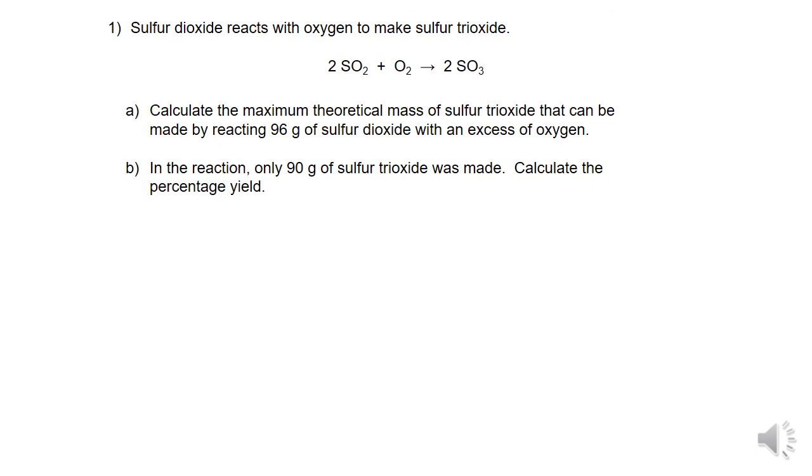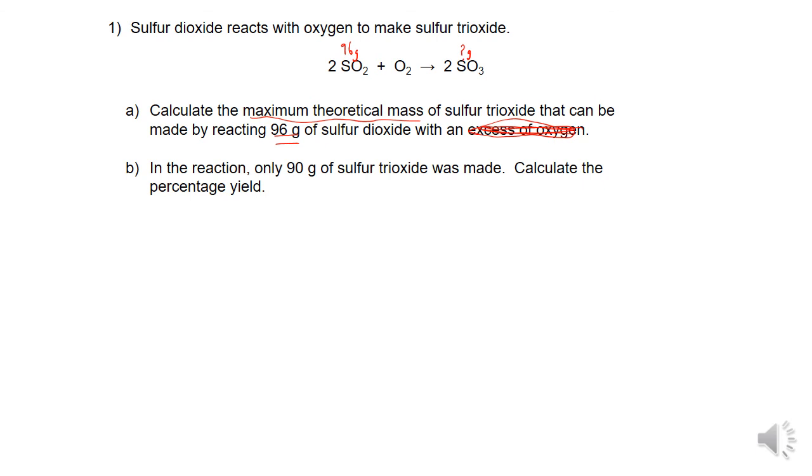Answer time then. So the first question is asking us to calculate the maximum theoretical mass of sulfur trioxide that can be made by reacting 96 grams of sulfur dioxide with an excess of oxygen. Now, first of all, if we have an excess of oxygen, we can just ignore that. We don't care. There's too much oxygen. We're not bothered by it. We are looking at what is known as the limiting reagent, and that is the thing that is not in excess. So we have 96 grams of sulfur dioxide, and they're asking how much sulfur trioxide can we make.